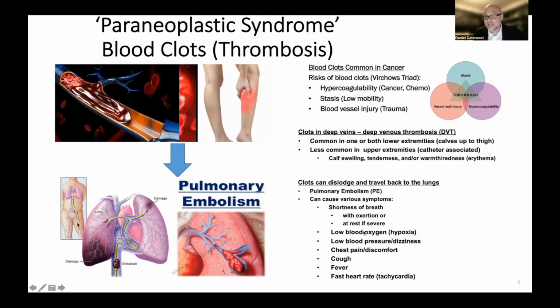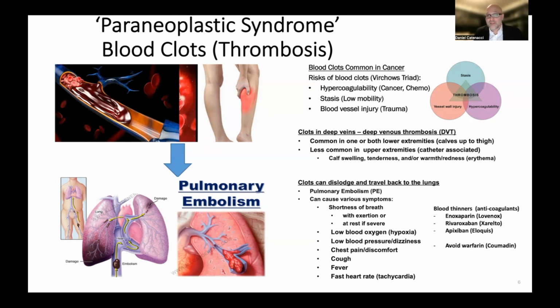Sometimes they're silent and only visualized on a CAT scan, which of course is a very common thing that occurs, where at the time of restaging, we're looking to see how the cancer is doing, but the radiologist notifies us that there's an incidental blood clot in the lungs.